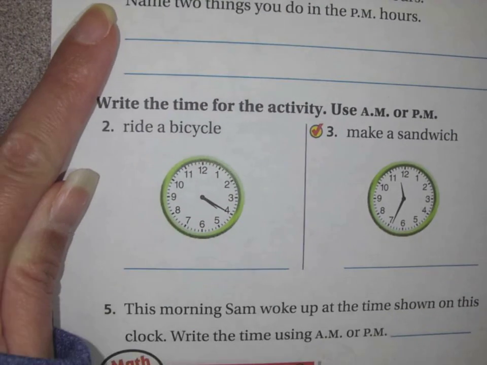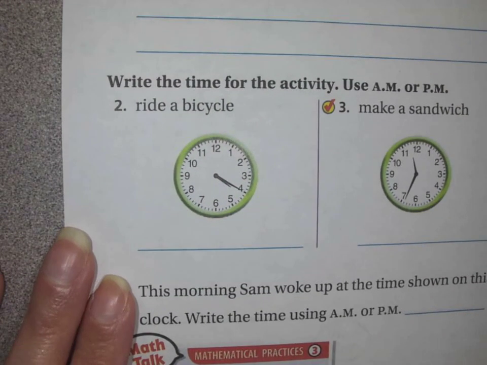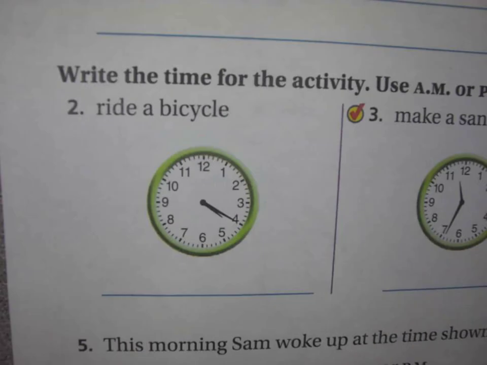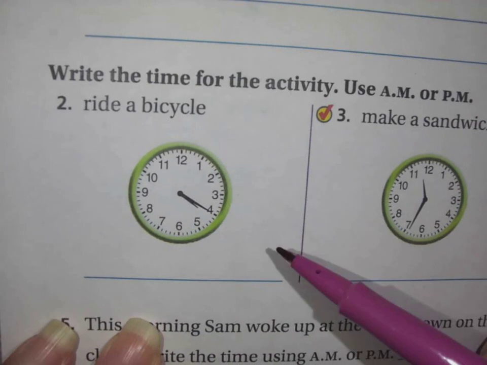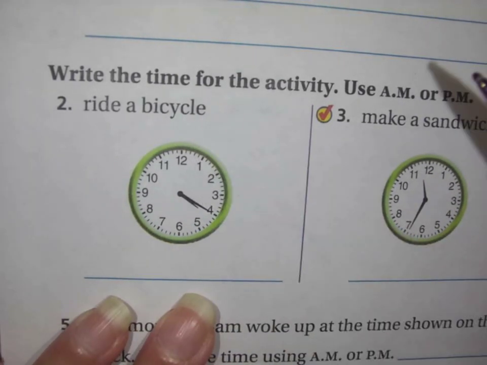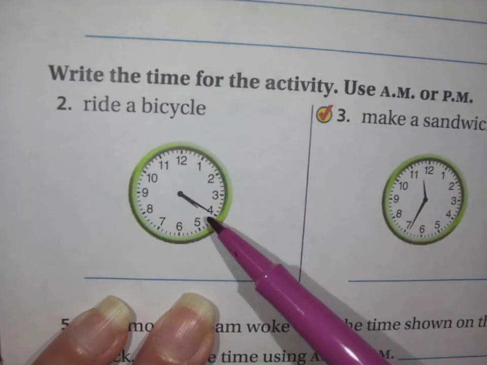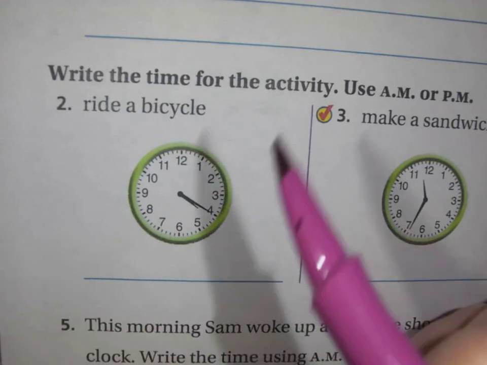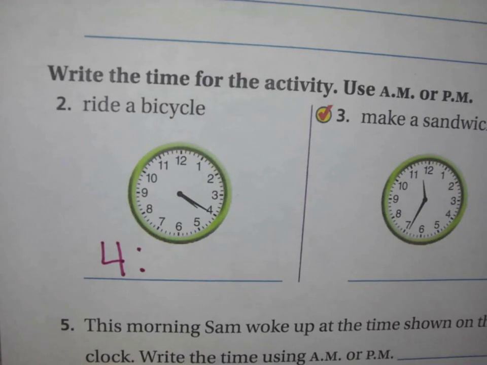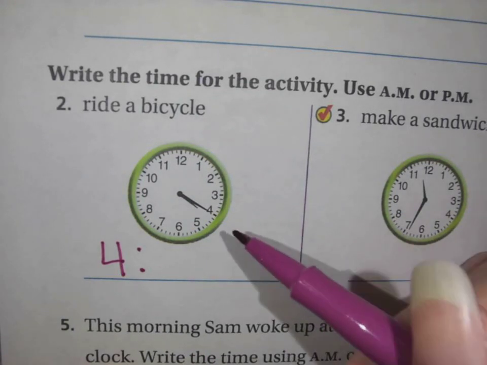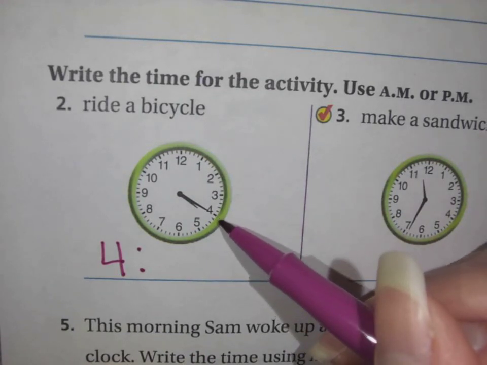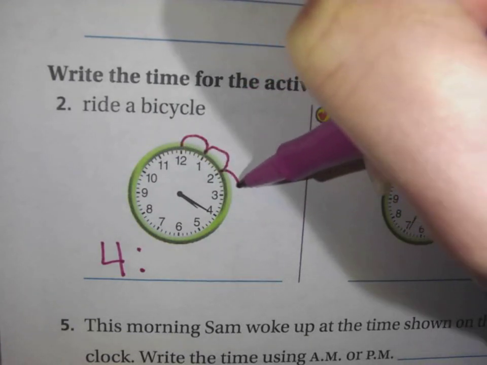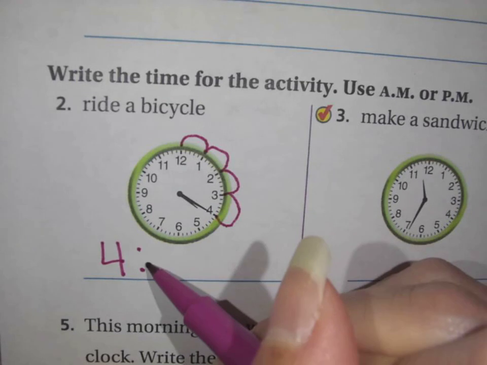So let's practice some. It says, write the time for the activity. Use AM or PM. All right, so first we're going to write the time. Let's see. Ride a bicycle. Look at the hour hand. The hour hand is right here. The shorter hand is between 4 and 5, so we know it has to be 4 o'clock. Now we're going to count the minutes. The minute hand is right in the middle of 4. So let's start at 12 and count by 5s. 5, 10, 15, 20. So this is 4:20.